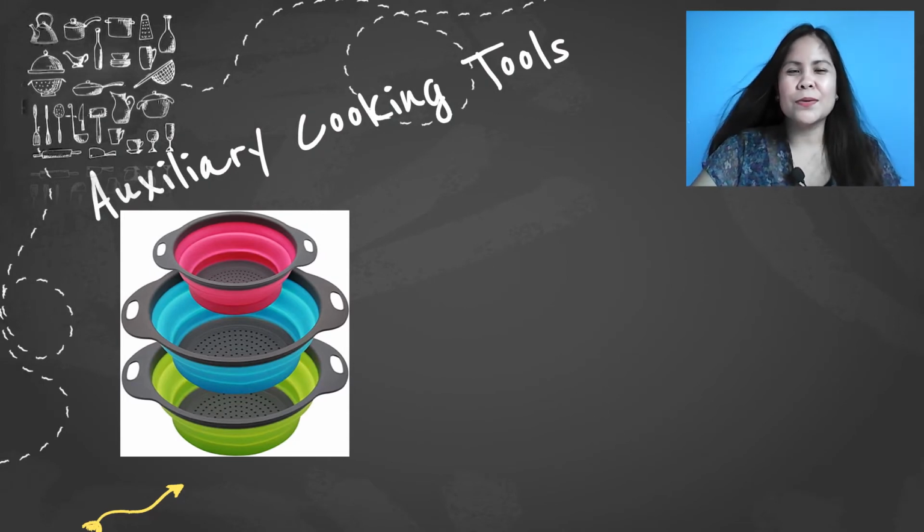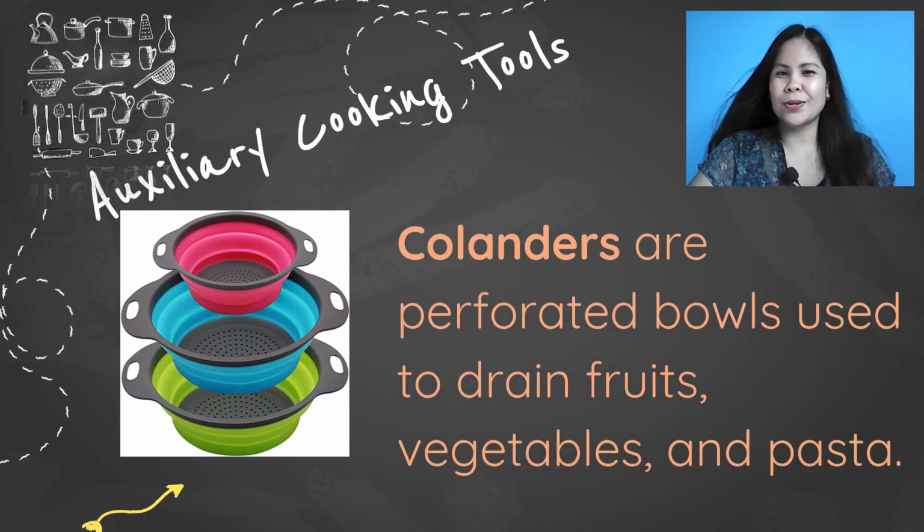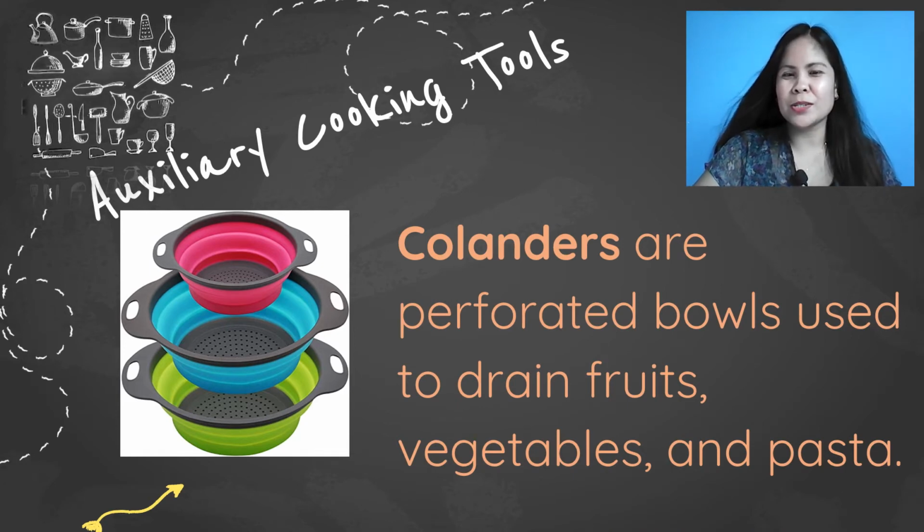Another auxiliary cooking tool is the colander. Colanders are what we call vegetable strainers. They are perforated bowls used to drain fruits, vegetables, and pasta. A colander is a kitchen utensil used to strain foods such as pasta or rice or to rinse vegetables. The perforated nature of the colander allows liquid to drain through while retaining the solids inside. It is sometimes also called a pasta strainer or a kitchen sieve.